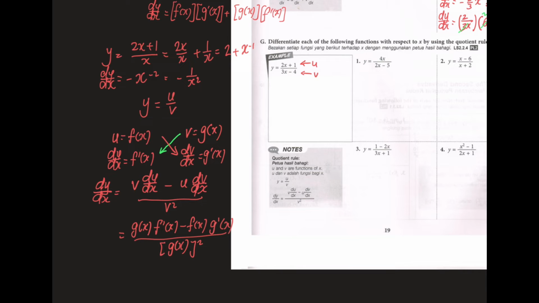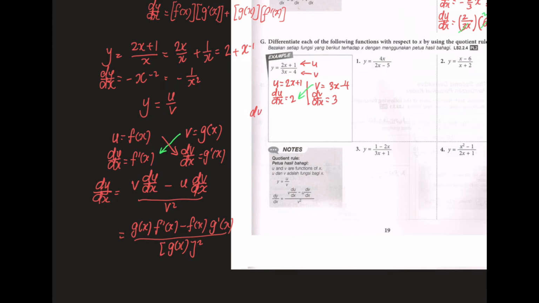Okay, so u equal to 2x plus 1, du dx: differentiate 2x, you get 2. Differentiate 1, you get nothing. Then the bottom is v. v equal to 3x minus 4, dv dx equal to 3. Then we cross multiply, but must start from v first. v cross with this one.